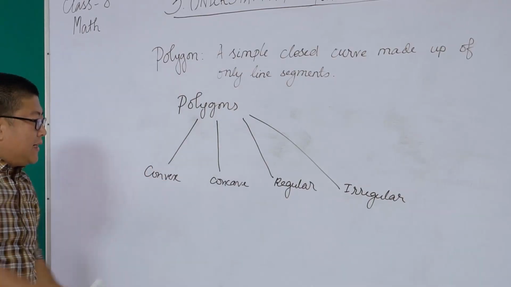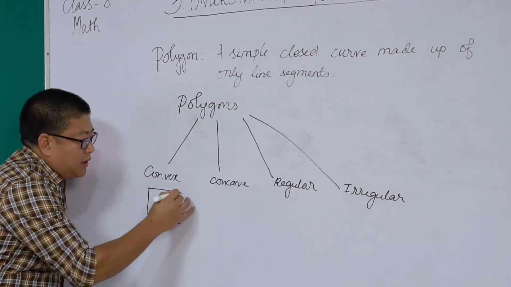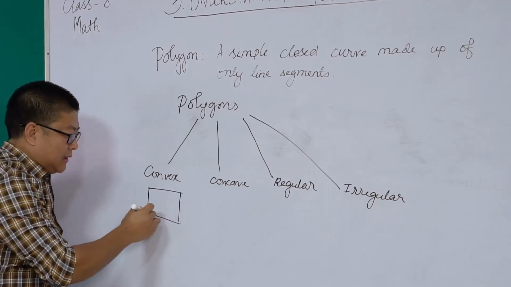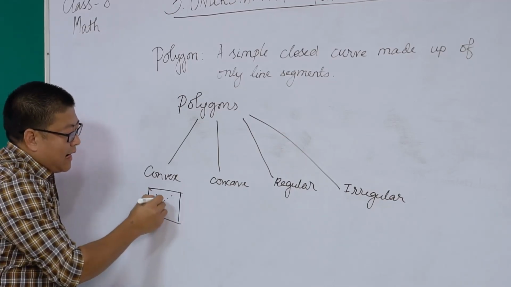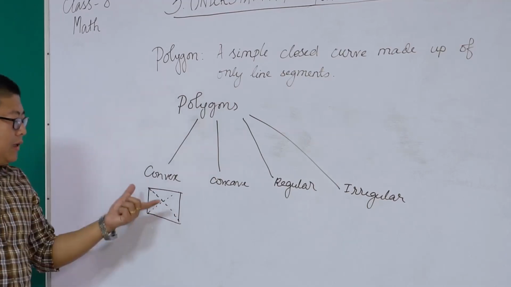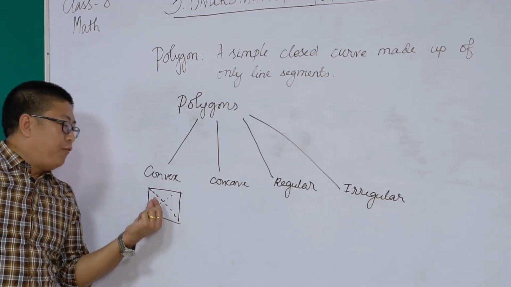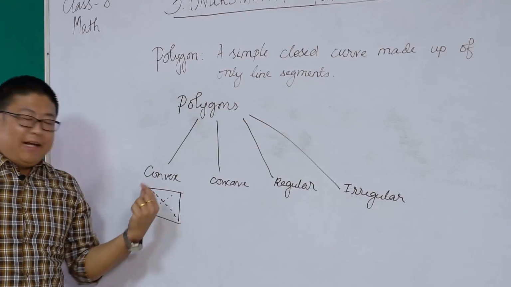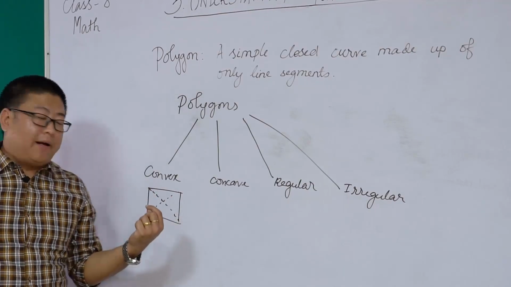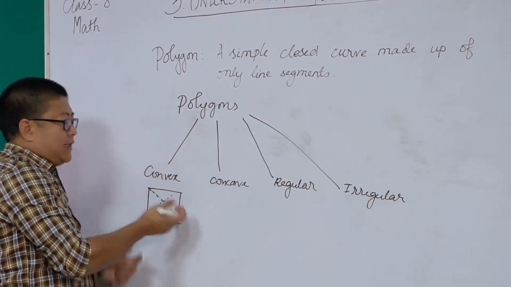Convex. Convex are those polygons whose diagonals, we have learned, fall inside, in the interior of the polygon. All right? And concave is just the opposite.